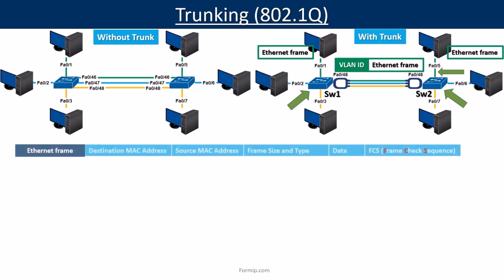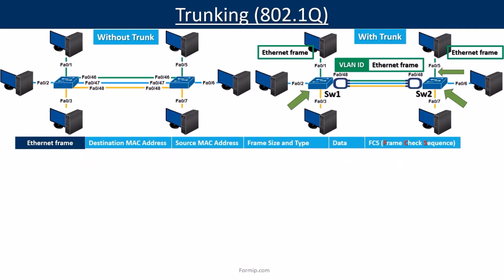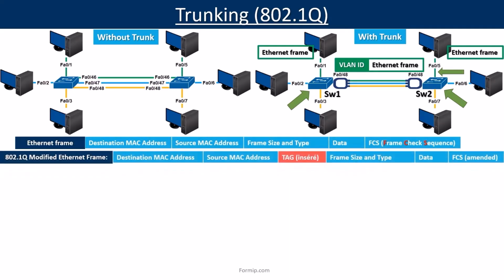Here's a normal Ethernet frame. And here's a modified Ethernet frame that's also called an 802.1Q frame. The trunk inserts a tag field into the header of the original frame that allows the VLAN ID to be placed. The new header always contains the original source and destination MAC addresses.